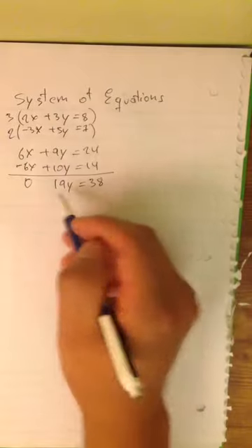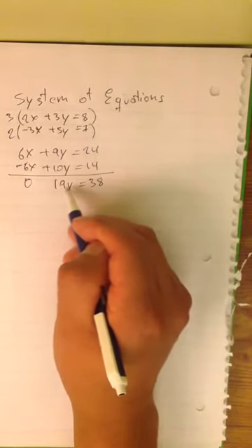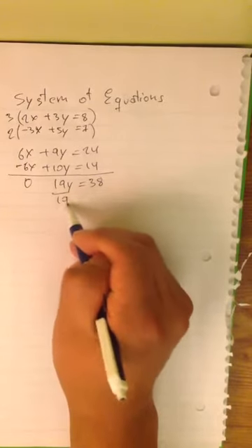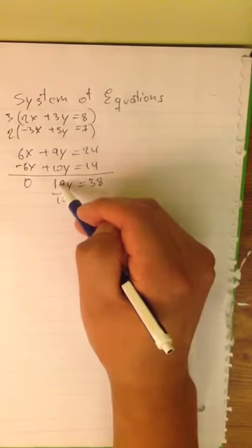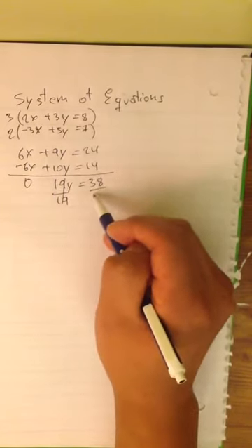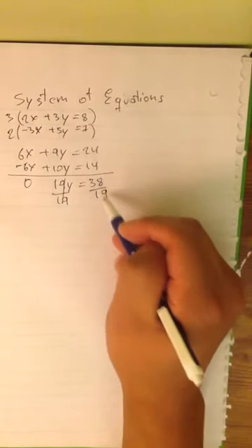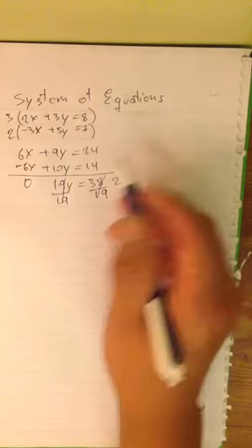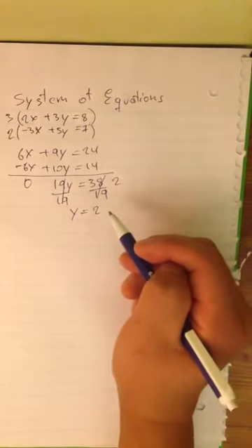So now solving for y, 19 is multiplying by y. So we have to do the opposite, so we should do the division. 19 divided by 19 is just 1. And since we do it on one side, we have to do it on the other side. So 38 divided by 19 is 2. So we're left with y equals 2.